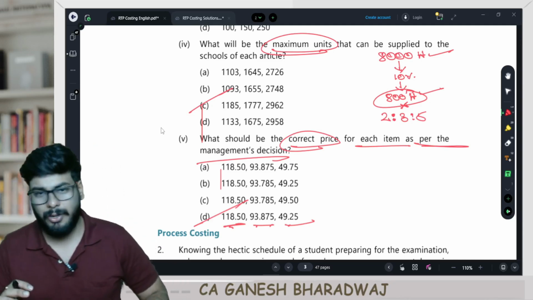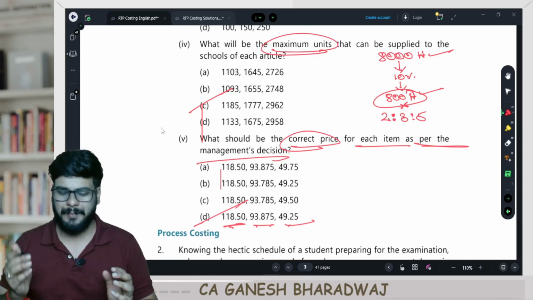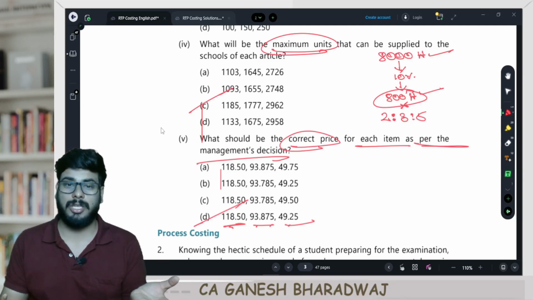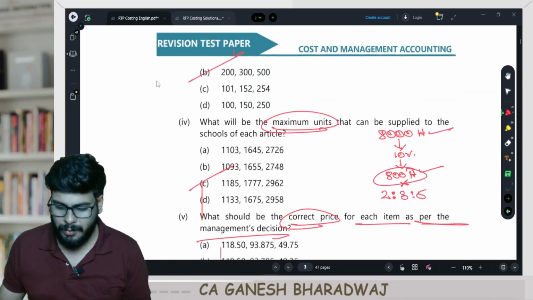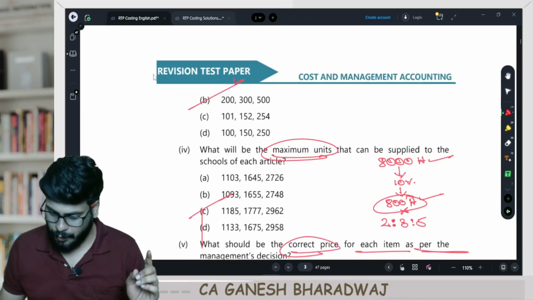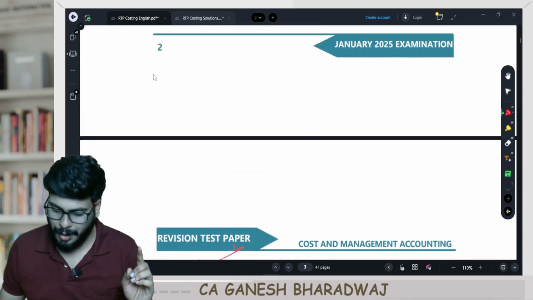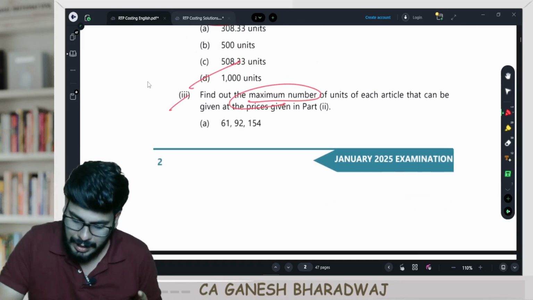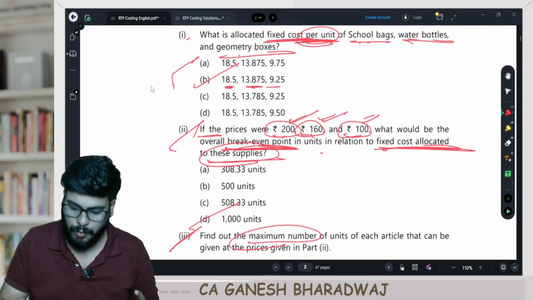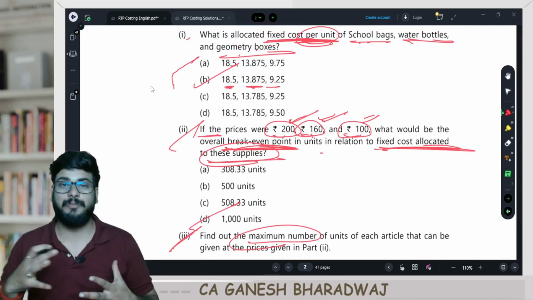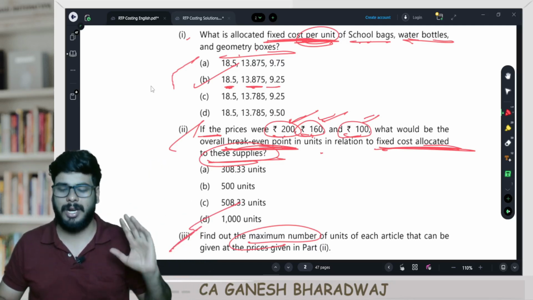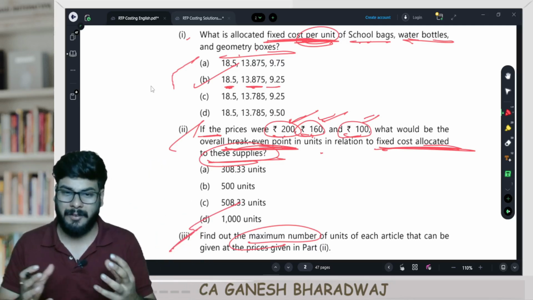Now if you look at this, this is the reason why I said I wouldn't be classifying this fully as a marginal costing question. Because in this question, the only part that had anything to do with marginal costing was the second and the third part, that too the calculation of break-even point. Those were the only two aspects of this question that revolved around marginal costing. Every other aspect was general.